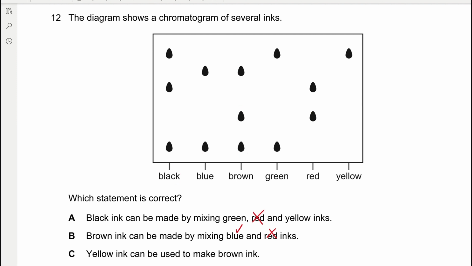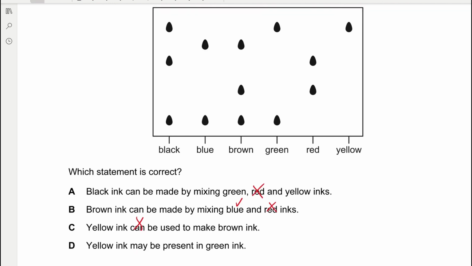C. Yellow ink can be used to make brown ink. So yellow ink and brown, but brown is missing that component from yellow. So this is incorrect. D. Yellow ink may be present in green ink.